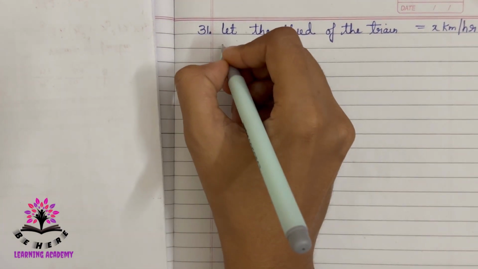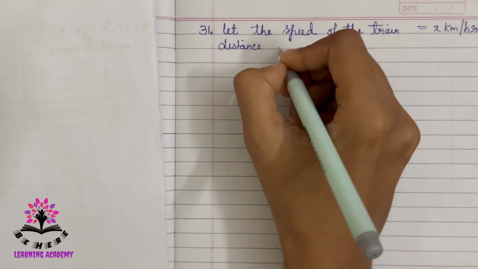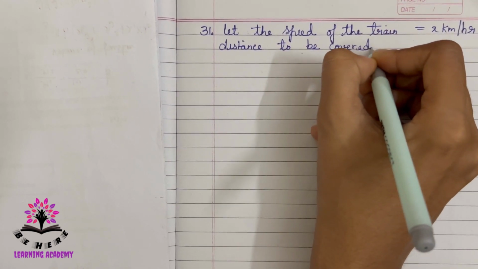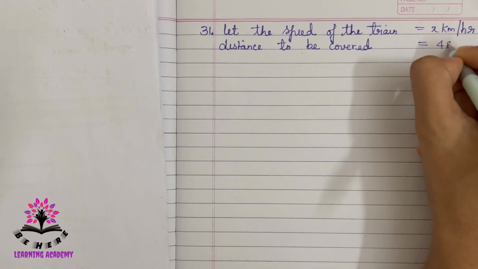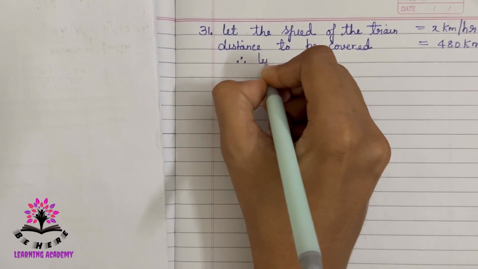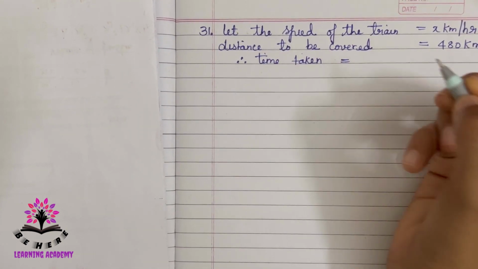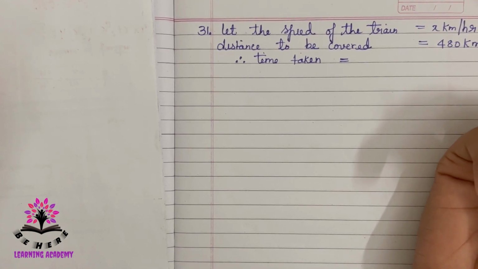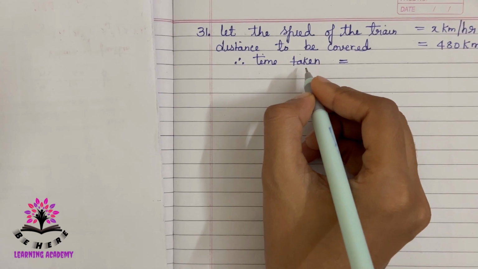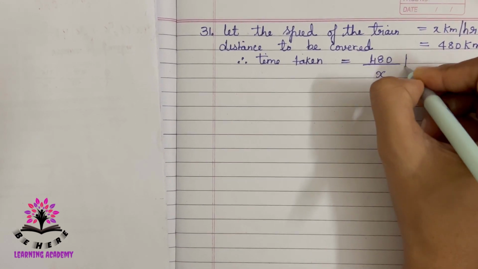So the distance they have mentioned, distance to be covered, it is given 480 kilometer. Therefore, now you can find out the time taken. Time taken, we know that we have learnt already, speed is equal to distance by time. So for time taken, I can write it as 480 divided by x hours.